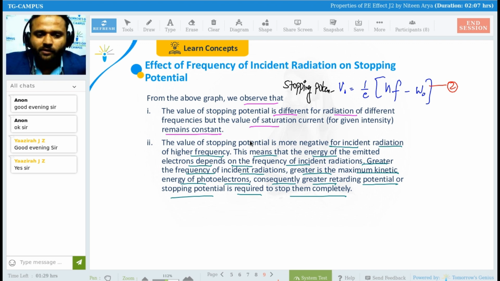Simple thing. Work function is fixed for a material. So more intensity is going to give you more number of electrons, more frequency is going to give you more KE max. More KE max, more in a negative sense you need to apply the potential, which is known as retarding or stopping potential. Is this clear everyone?